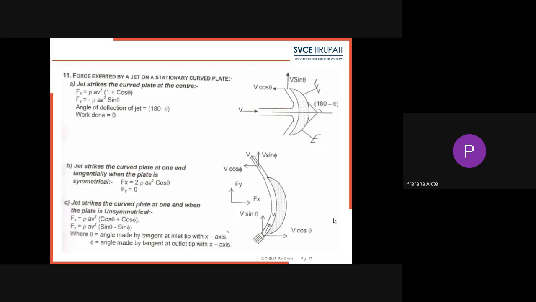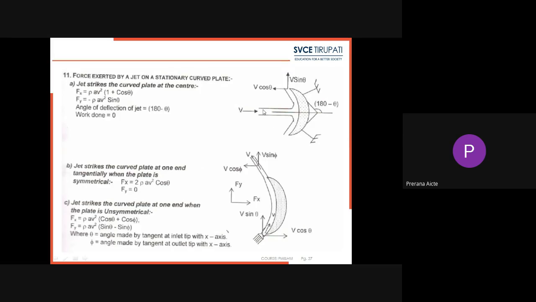Then another condition, force exerted by a jet on a stationary curved plate. So in the curved plate, again we are going to take three conditions. The first condition is the jet strikes the curved plate at the center. If the jet strikes the curved plate at the center, then the water will reflect both in horizontal and vertical direction with its components as horizontal and vertical components.